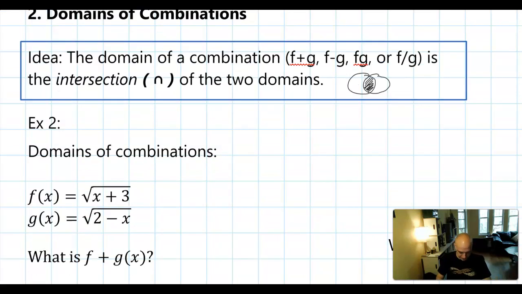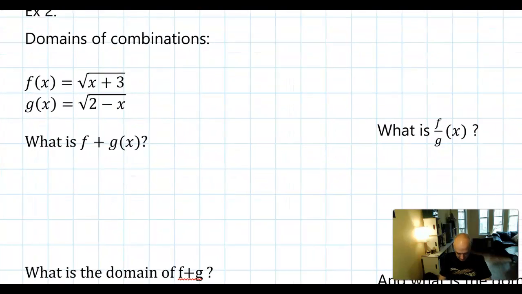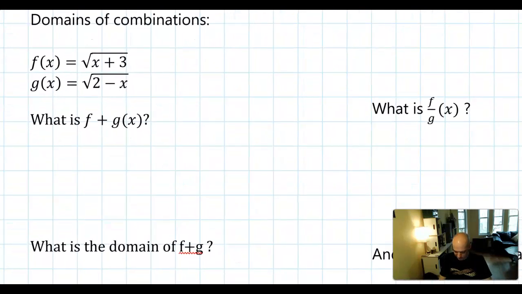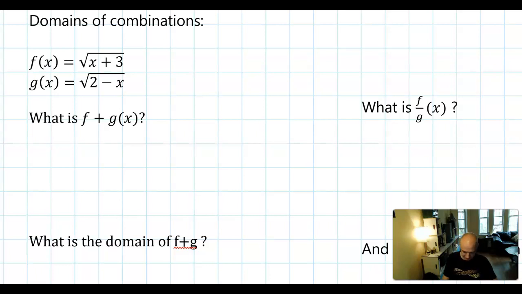So say that I want to compute the domain of the following two functions in two different combinations. I have the square root of x plus 3 and the square root of 2 minus x. So first I could write what (f plus g) of x is.